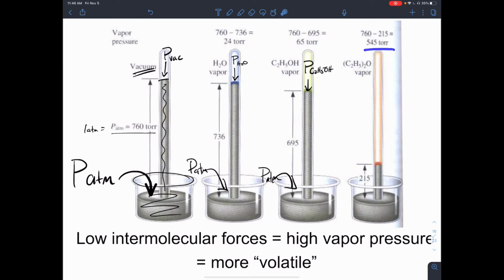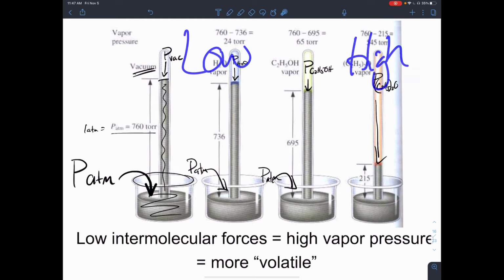And then finally, this is ether. So the vapor pressure for ether is very, very great. So substances that have a relatively low vapor pressure and a relatively high vapor pressure are being demonstrated in this image.